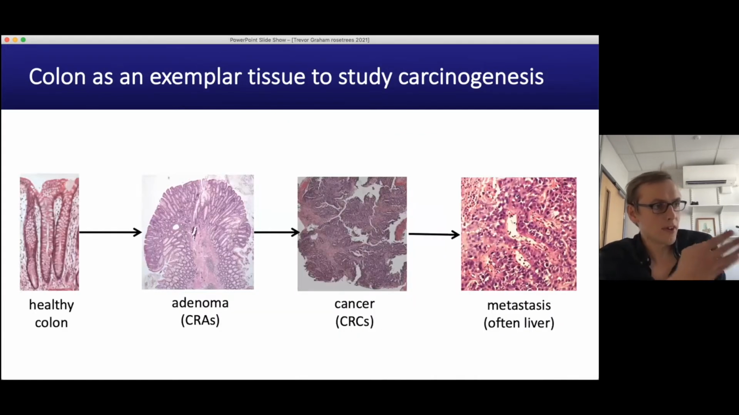And so, as I suggested, colon really is an exemplar tissue to look at evolution of malignancy in a patient. And it's an exemplar because we have healthy colon, but we also have a very well-defined pre-cancer state of colorectal adenomas that I call CRAs for short. We have colorectal cancers, of course, and then we have metastasis, which is commonly in the liver, but also in other organs such as the lung. And so we're able to access both pre-cancer and cancerous stage relatively easily.